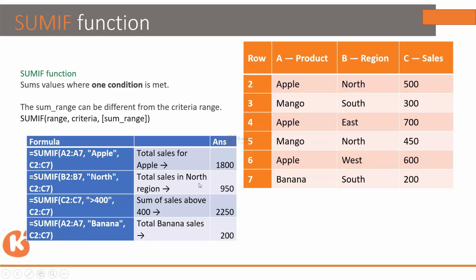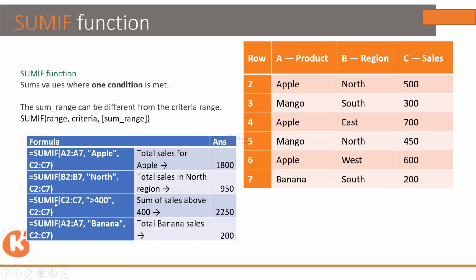Now the second formula is total sales in the north region. This time we want to find total sales in the north region. So we're going to give SUMIF, B2 to B7, which is the range for the north region. In this case we want to find north, and then C2 to C7, and then close the bracket. So here you can see total sales in the north region is 950.